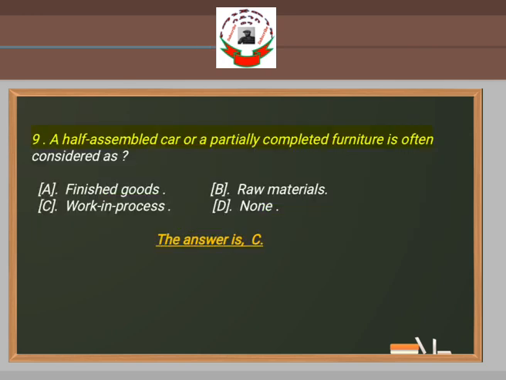9. A half-assembled car or a partially completed furniture is often considered as A. Finished goods. B. Raw materials. C. Work in process. D. None. The answer is C.